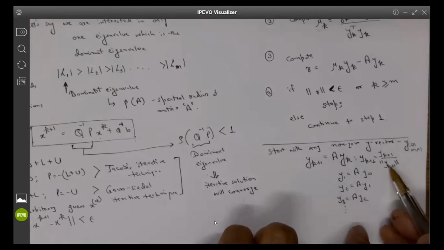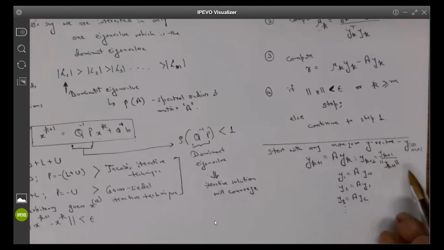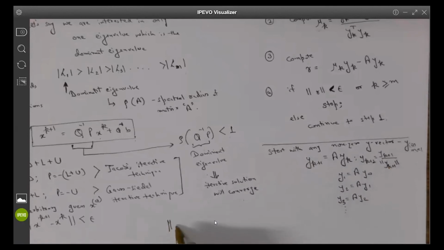Yes. The norm is just the L2 norm. If you remember the norm of a vector, it is given by the square root of the sum of the squares of the individual elements of the vector.